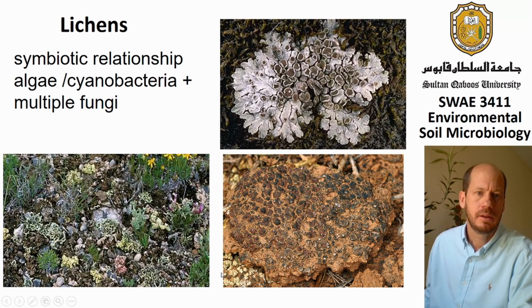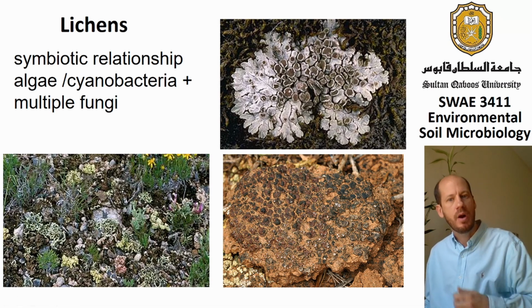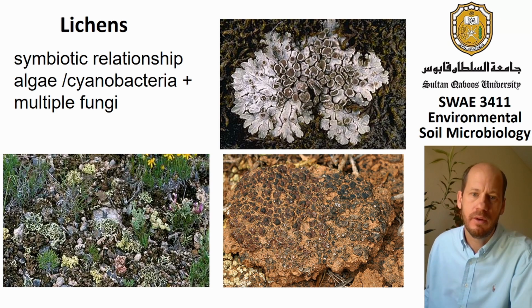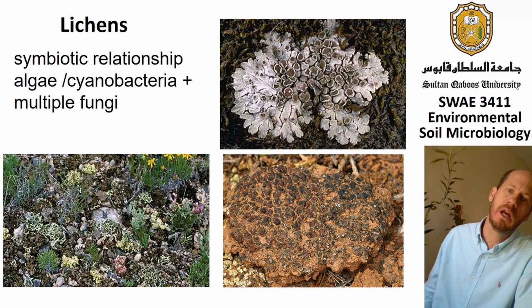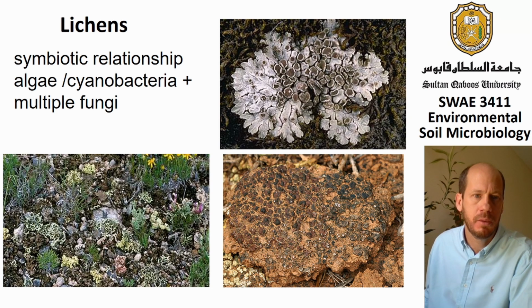So lichens are a symbiotic relationship between cyanobacteria and several fungi. Here are some typical images that we find on soil. Whenever you have some moisture content and you don't have enough organic matter on the soil, let's say surfaces of rocks or even the surface of trees, the fungi makes association with the autotrophic bacteria.